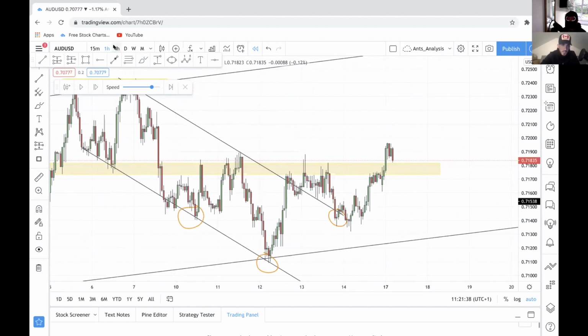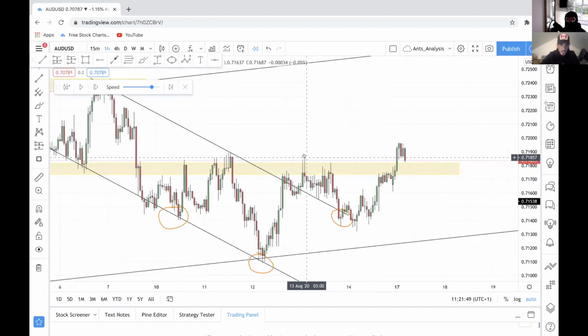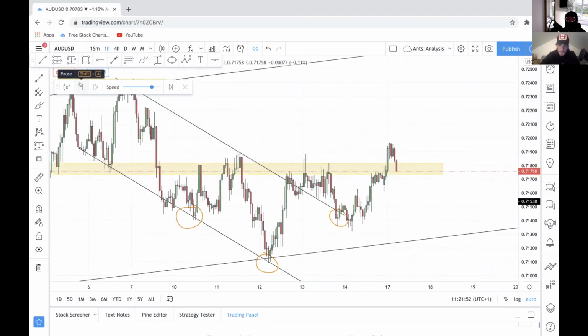So let's have a look at what the 4 hour candle looks like on this. You can see a strong 4 hour candle closing above the neckline of the inverse head and shoulders pattern. Now we can begin to look for a retest of the neckline to look for our long positions. Let's see what happens with price.